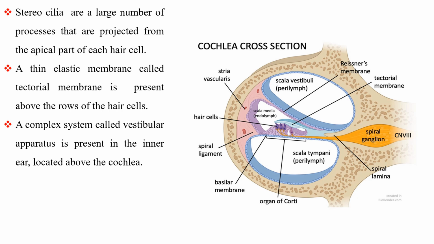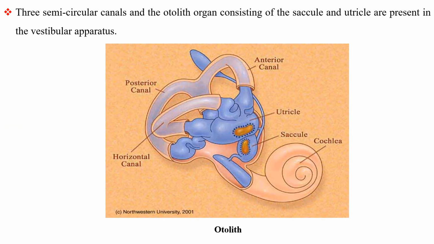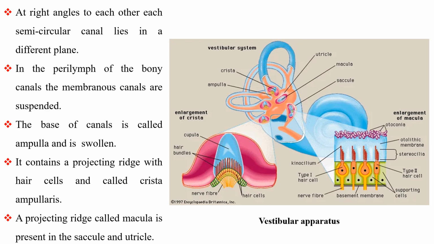A complex system called vestibular apparatus is present in the inner ear located above the cochlea. Three semicircular canals and the otolith organ consisting of the saccule and the utricle are present in the vestibular apparatus. At right angles to each other, each semicircular canal lies in a different plane. In the perilymph of the bony canals, the membranous canals are suspended.